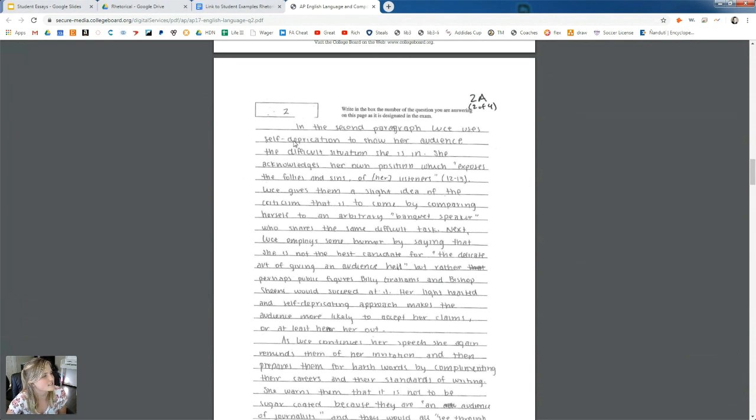So this would be kind of an example of tone, which is another rhetorical strategy. So they named one, in case you didn't pick that up.